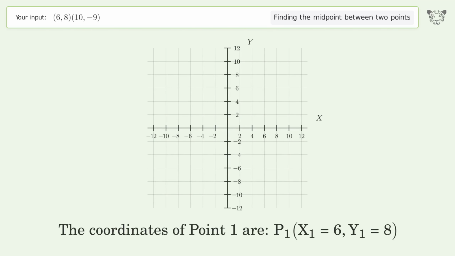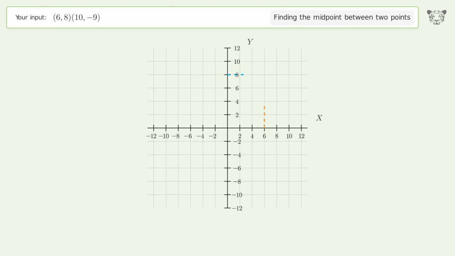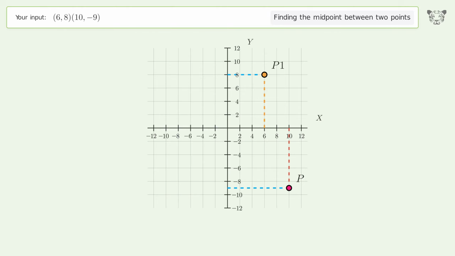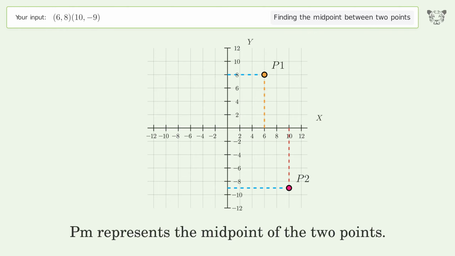The coordinates of point 1 are x1 equals 6, y1 equals 8. The coordinates of point 2 are x2 equals 10, y2 equals -9. PM represents the midpoint of the 2 points.